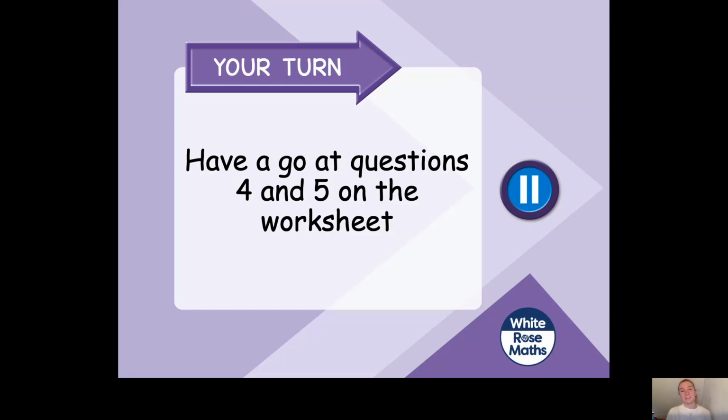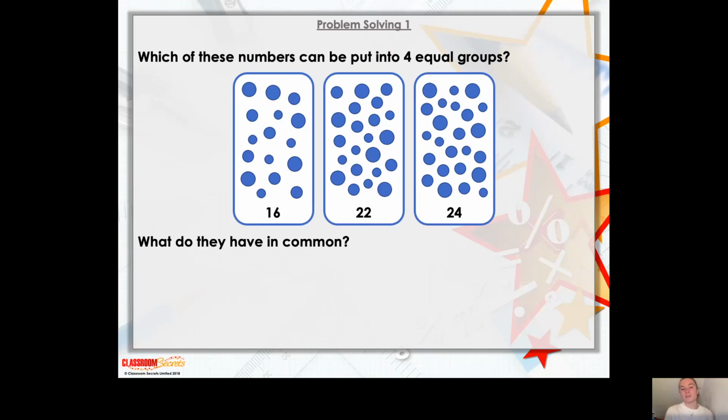Okay, Year 2, so let's do some problem solving. Well, here's our first question. Which of these numbers can be put into 4 equal groups? So that means they can be put into 4 groups and there is an equal number of dots in each group. So let's have a look at 16 together.